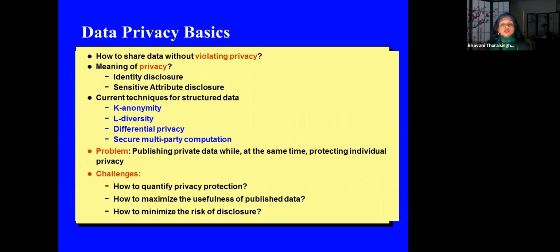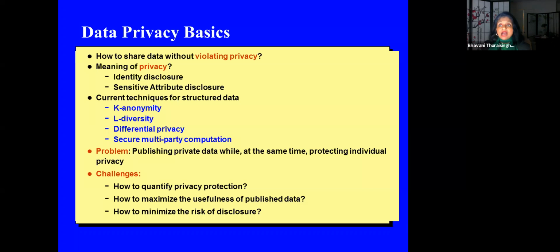So some data privacy basics: how to share data without violating privacy. For that, we need to talk about what is privacy. Disclosing the identity, my identity, and disclosing the sensitive attributes. And those sensitive attributes: my financial data, my social security number, my web surfing patterns, as well as my healthcare information. So, current techniques for structured data.